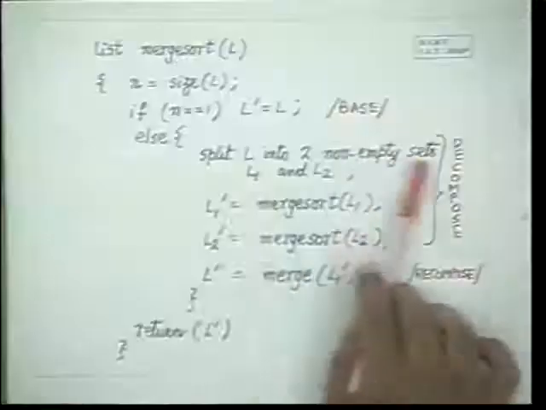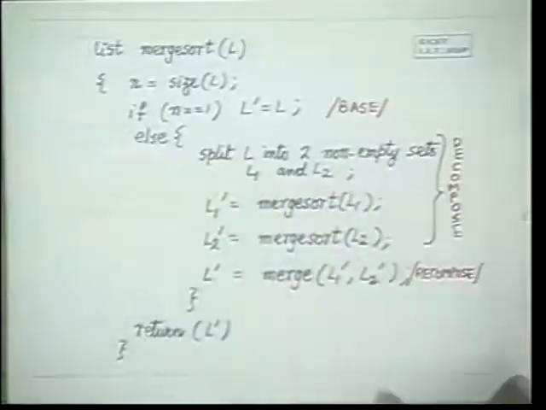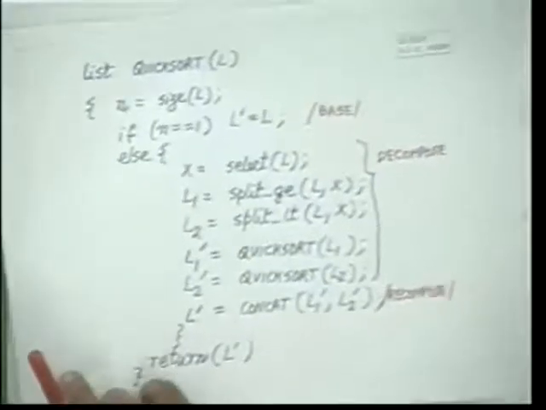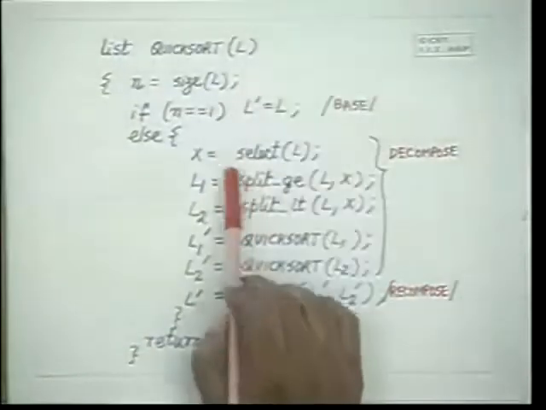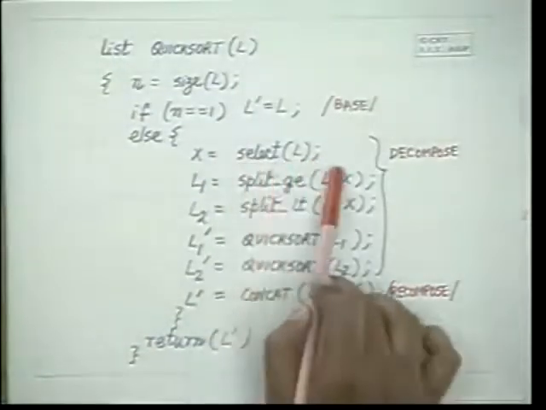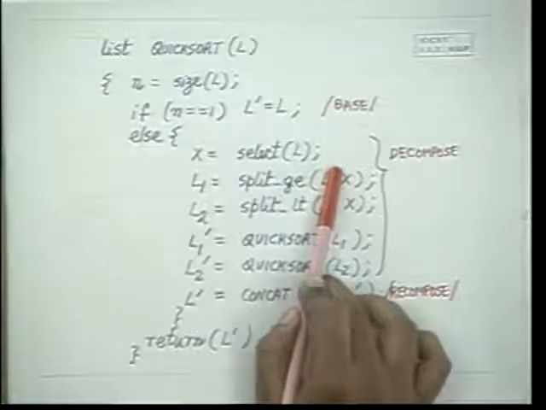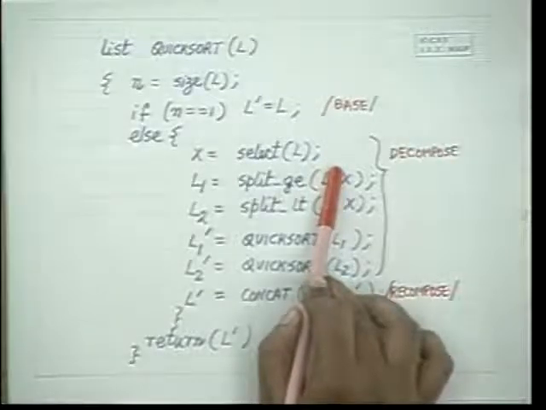Does it make any difference? We have got a choice of splitting here. What do we do? Does it have any effect? We also have a choice of selecting an element X here. Which element do we select? Does it make any difference to the final algorithm which element we select? So we have to answer these questions.